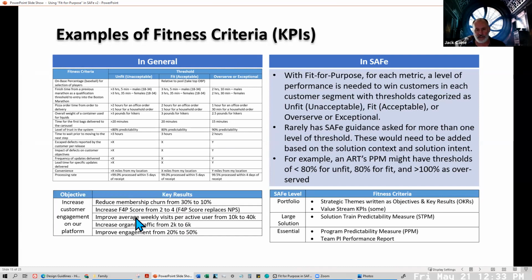Now, why are we interested in that? Well, quality helps customers decide whether or not to buy from you. So here is an example of an OKR. The objective might be increase customer engagement on our platform, and you'll notice all of these different key results. All of these key results can be used in the form of fitness criteria.